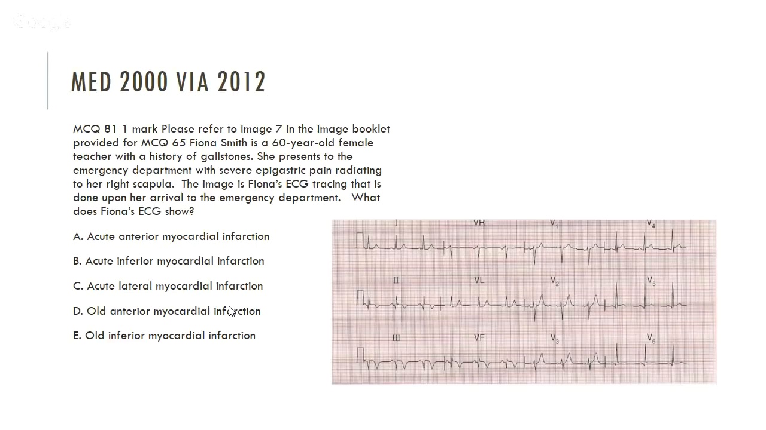Next question. This is a bit trickier. So Fiona is a 60-year-old female, history of gallstones, presents to ED with severe epigastric pain that goes to her right scapula. So do an ECG for an ED. What does her ECG show? This one's hard. So all the options are about myocardial infarction. So is it acute or is it old?